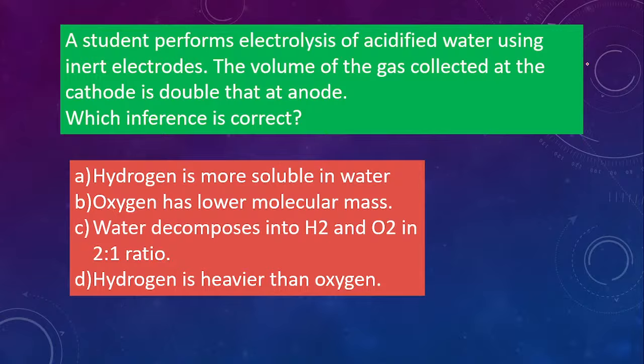Option A, hydrogen is more soluble in water. Option B, oxygen has lower molecular mass. Option C, water decomposes into hydrogen and oxygen in 2:1 ratio. And option D, hydrogen is heavier than oxygen. Tell me which option it will be. Remember the electrolysis of water experiment? At one electrode, the cathode, the gas collected is double, and at the anode it will be in a 2:1 ratio, right? So one will have double the other.